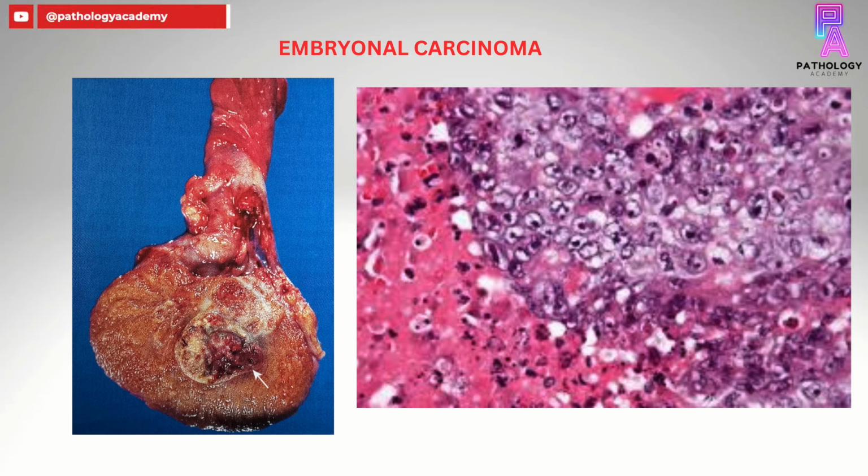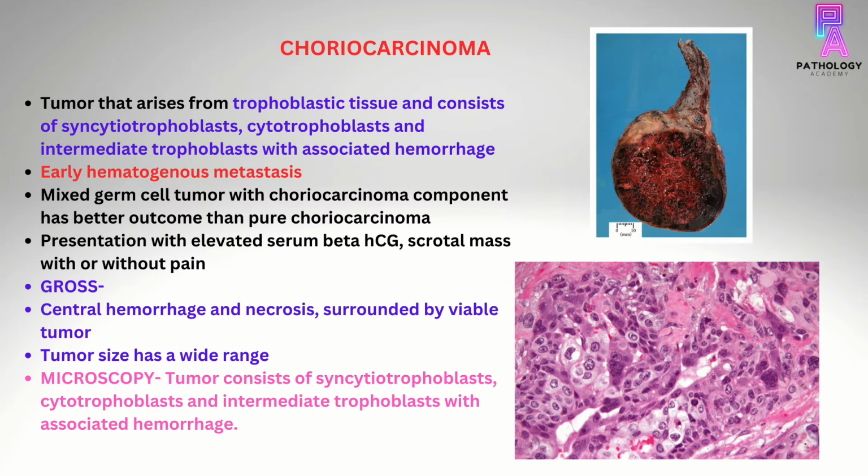On microscopy, the tumor cells are arranged in sheets, primitive glandular pattern or papillae, and have basophilic cytoplasm, are large with indistinct borders, large nuclei, and prominent nucleoli.